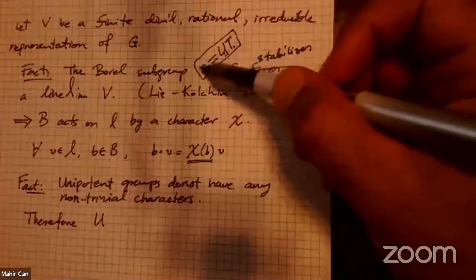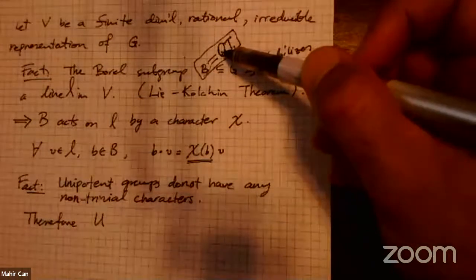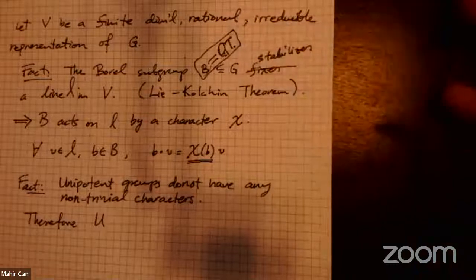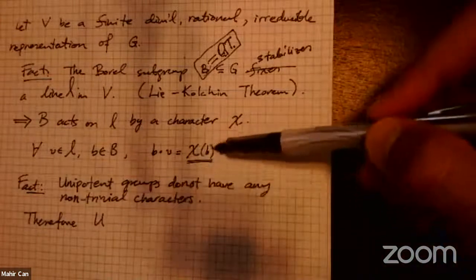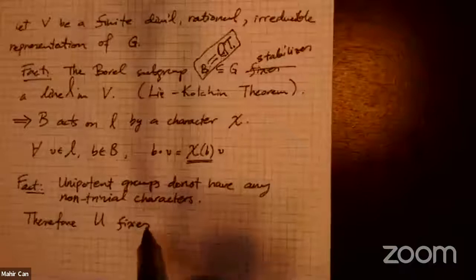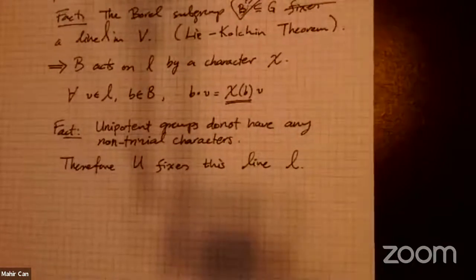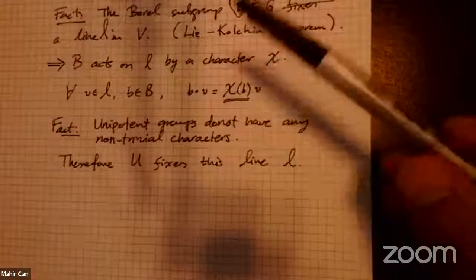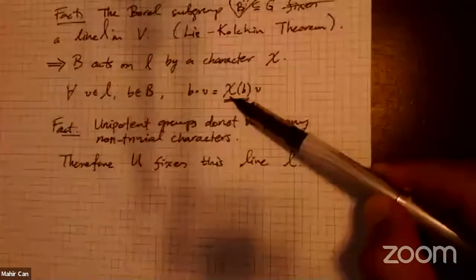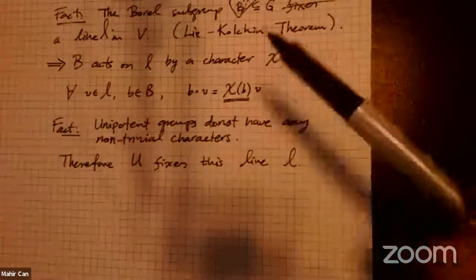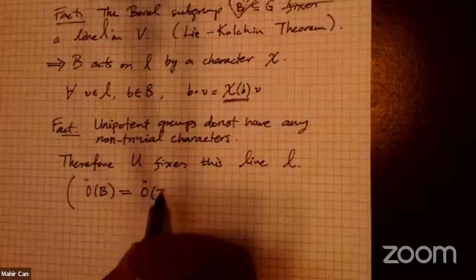Now, in particular, if I take a character here, I can restrict it to U, but it becomes trivial because U doesn't have any non-trivial characters. So it takes constant value one on the unipotent elements. So in particular, this becomes one. Therefore, U fixes this line, and all the movement happens by the character of the torus. So this is a character of T. Essentially this also shows that the character lattice of P is equal to the character lattice of its maximal torus.